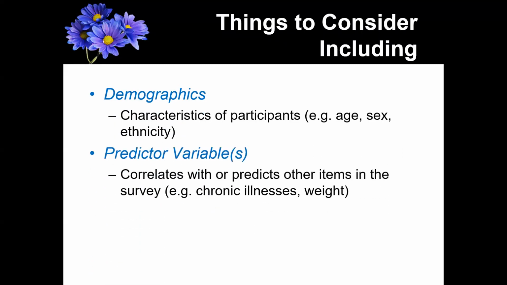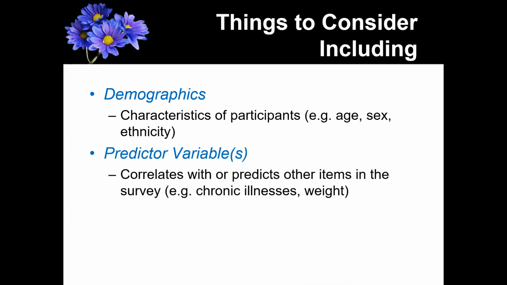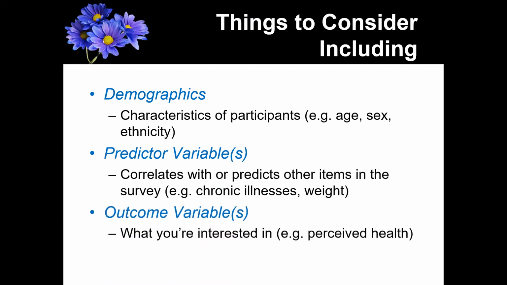So when you run a survey, keeping in mind with these things, there are things you might want to consider collecting. One would be the characteristics of the participant, so things like age, sex, ethnicity, and so on. If you're running some sort of correlation, predictor variables. So does some factor correlate with other items in the survey? And some outcome variable, what you're interested in. But again, it all just depends on what your goal is, what you hope to learn from your survey.